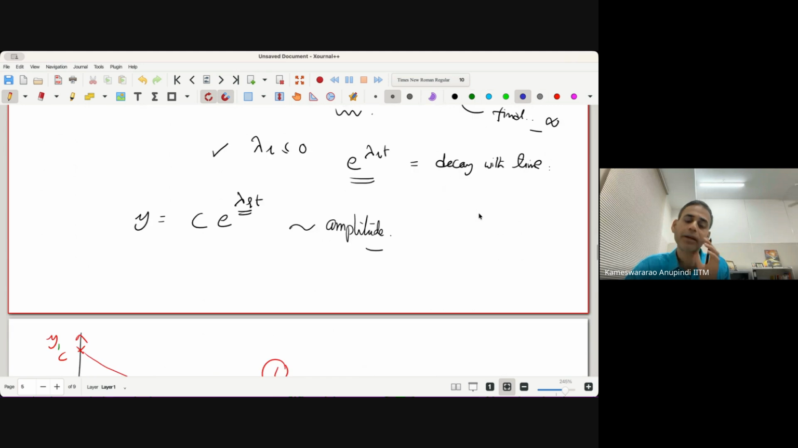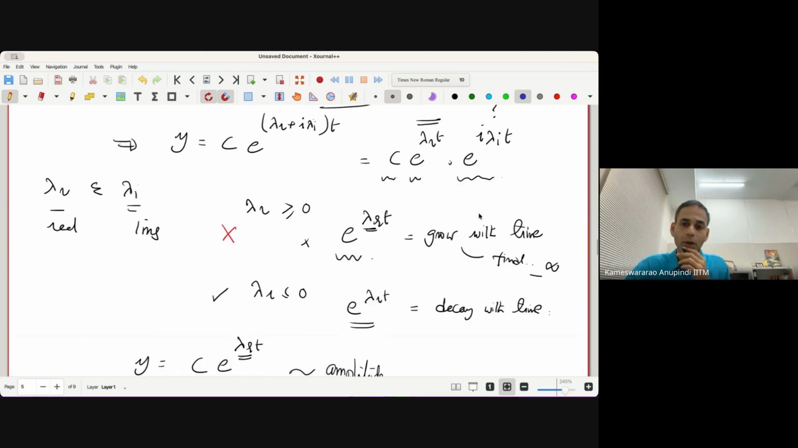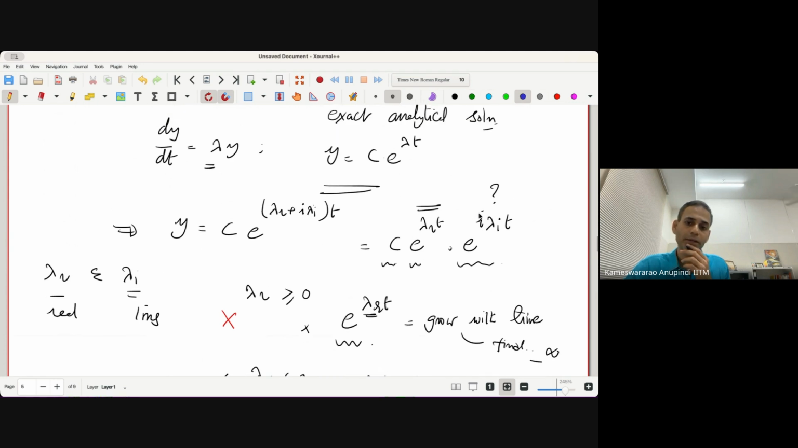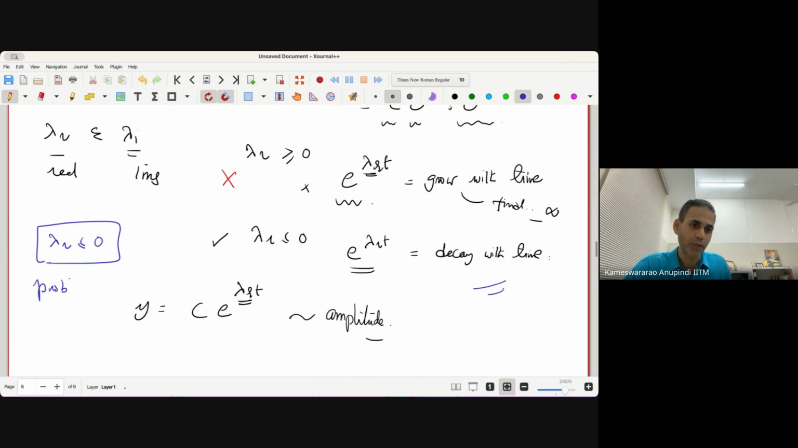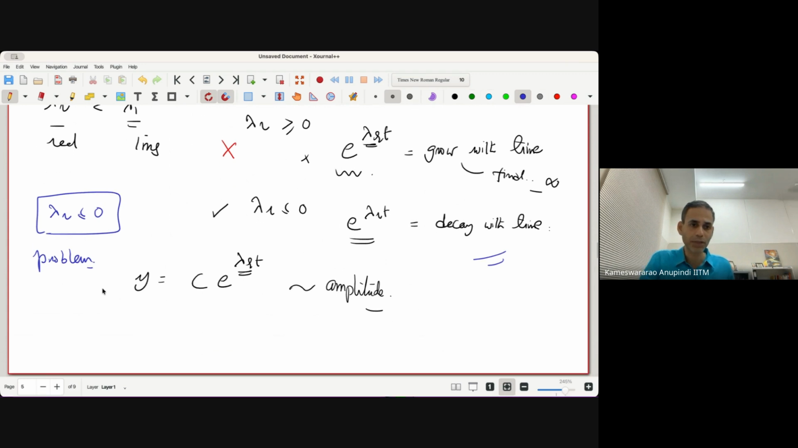So this is the behavior for the exact solution. Now, we said that we are interested only in solutions that decay with time. As a result, lambda_r is less than or equal to 0. Otherwise we are not interested, because there are no such problems where the final solution is infinite. And then it can take any lambda_i value. We are really not worried about lambda_i, because it is going to define only the phase.